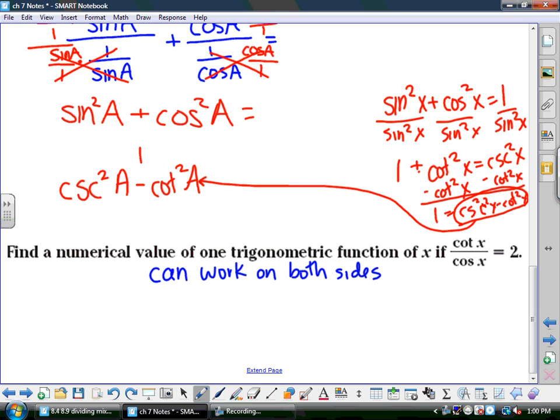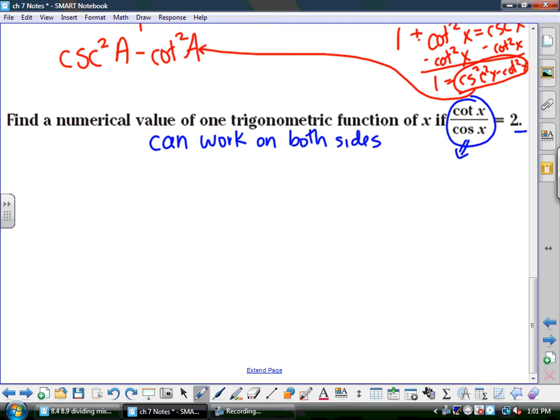And what this question is asking us to do basically is they're saying this mess, cotangent over cosine equals 2. They want you to simplify this mess and make it so it's just one trig function, like just sine, or just cosine, or just tangent, and they want to know what number it equals. Maybe it's going to equal 2, maybe it's going to equal something else, but we want to simplify the left, make it just one trig function, and figure out what number it would equal, a numerical value.